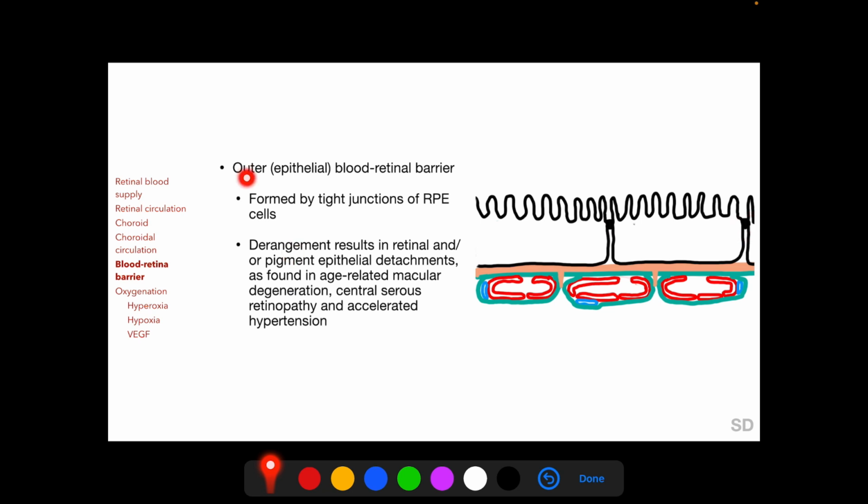Derangement of the outer blood-retinal barrier results in retinal and/or pigment epithelial detachments as found in age-related macular degeneration, central serous retinopathy, and accelerated hypertension.